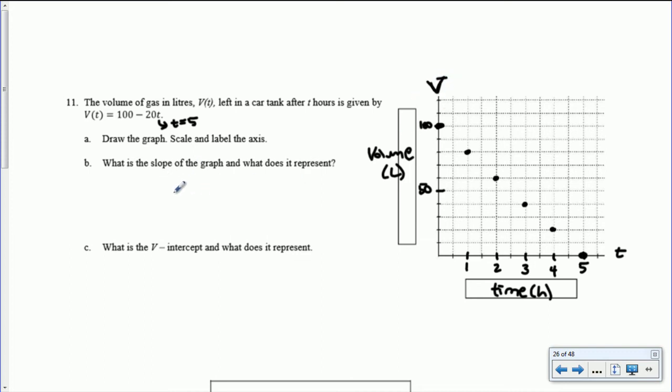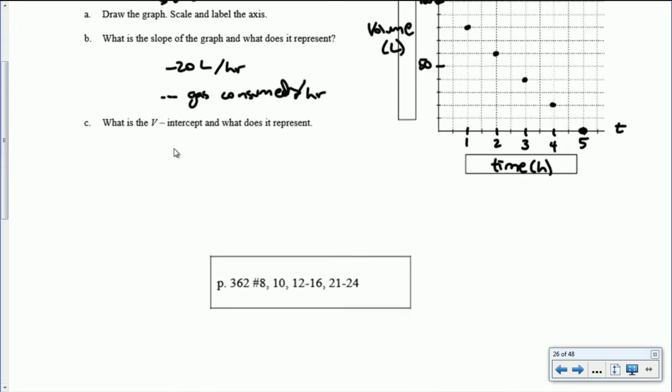What's the slope? The slope is negative 20 liters per hour. So it represents the rate of gas consumed per hour. Okay, right. So what's the V-intercept and what does it represent? So the V-intercept is 100, and it represents the amount starting in the tank.